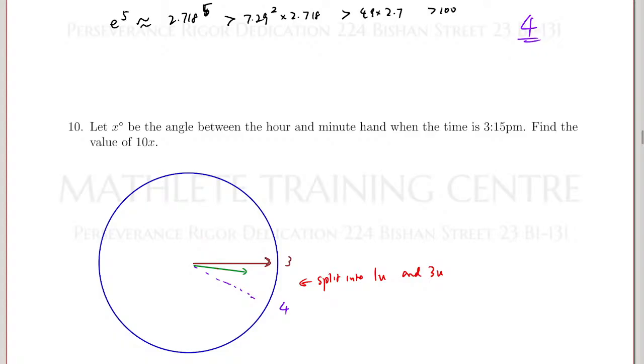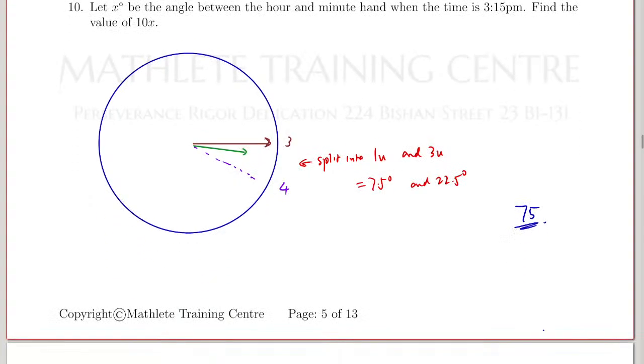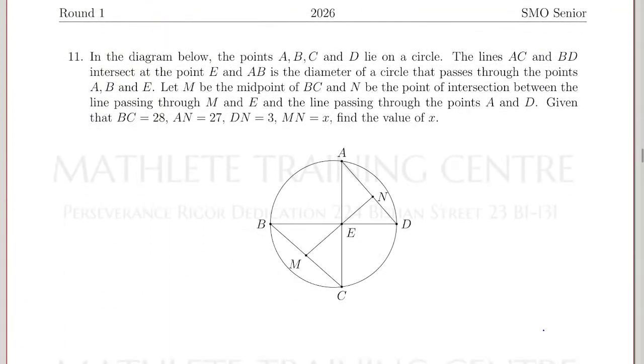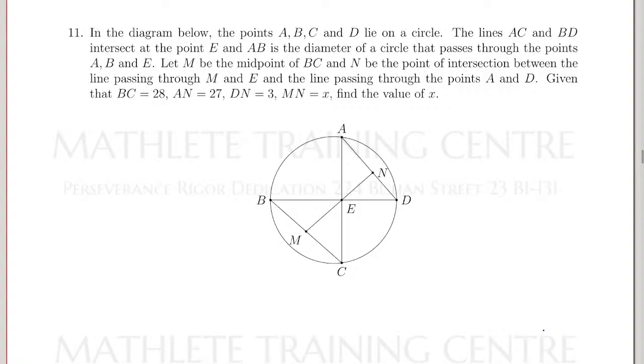So it's easy to tell that this is a 30-degree angle, because there are 12 hours in the clock. So 30 degrees, I divide it into 4 and I get 7.5 degrees. Either way, it tells us that the angle over here is going to be 7.5, so naturally 10x will be 75. Okay, this one is pretty straightforward. Continue. Here, question number 11.